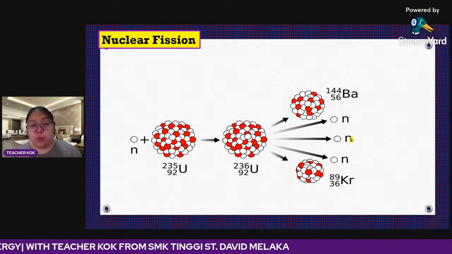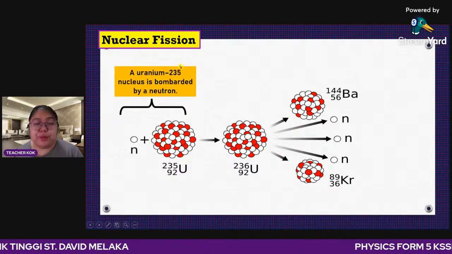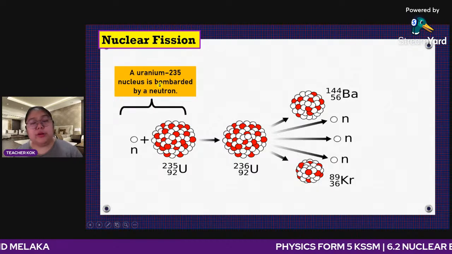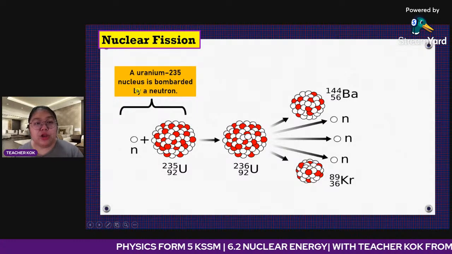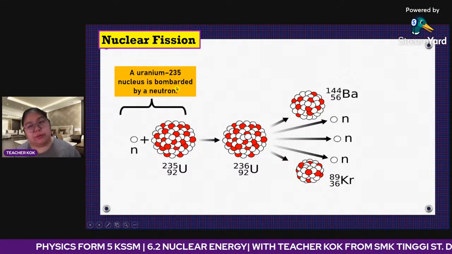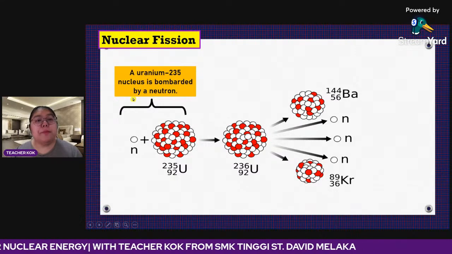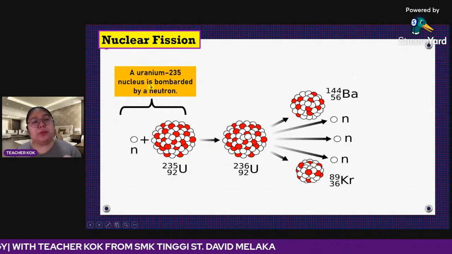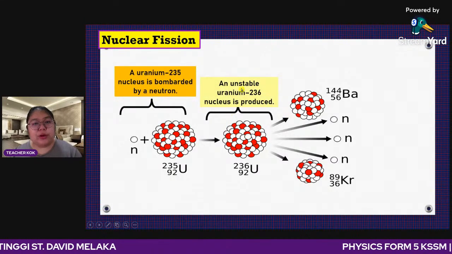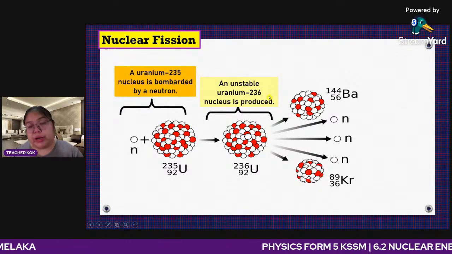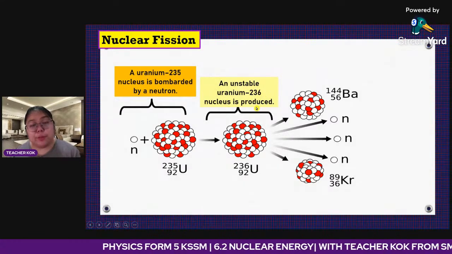Okay, we see it part by part. This one is before the splitting, so we call it uranium 235. The nucleus is bombarded. Bombarded means they join together. So there must be bombardment by the neutron first. After that, they produce an unstable uranium. It becomes 236. This nucleus is produced after being bombarded.